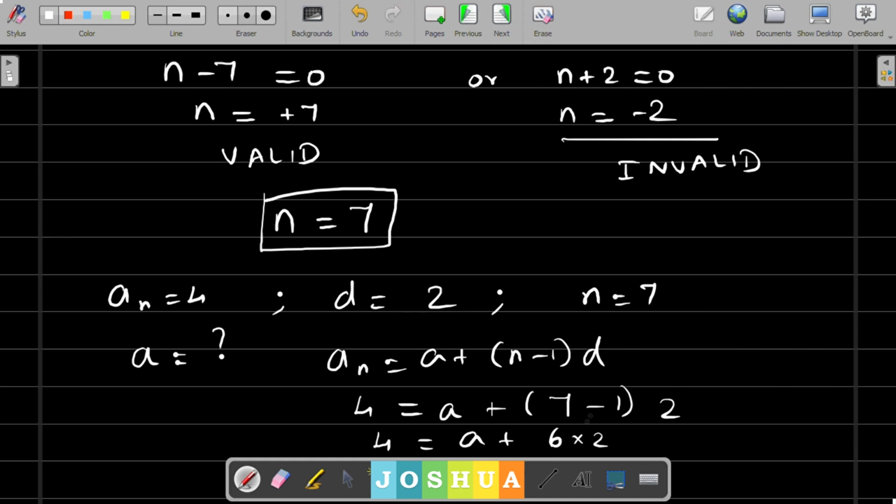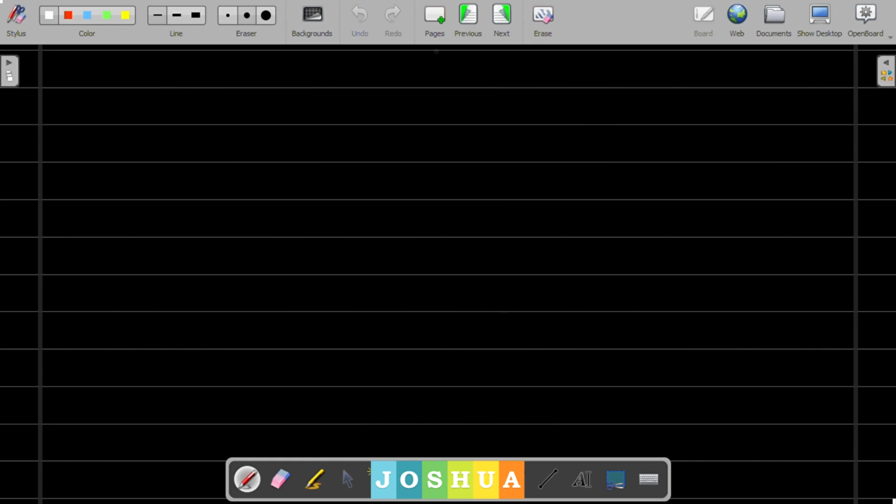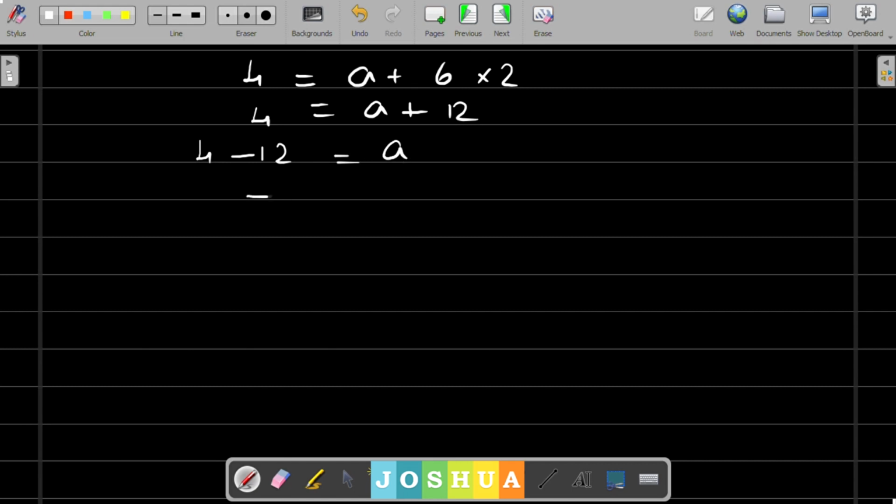So 4 is equal to a plus 6 times 2. Now in this case, this becomes a plus 12. Otherwise, 4 minus 12 is equal to a. Minus 8 is equal to a, or finally you can say a is equal to minus 8. So this is the answer for this question.